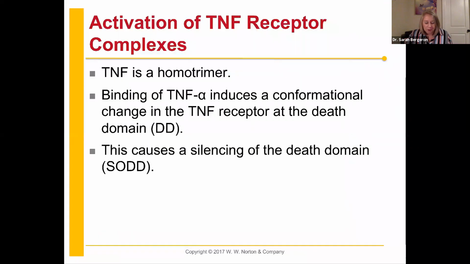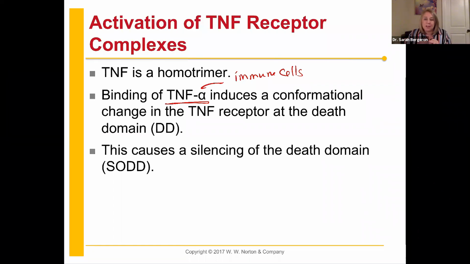So how does this kind of work? Well, TNF is a homotrimer, which means you have three of the same thing, right? And so immune cells will secrete this ligand, which is TNF alpha. So it comes from immune cells and travels to the target cell, right? And it induces a conformational change, just like what we've seen in all the other receptors before.